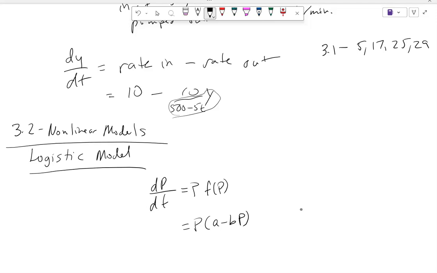I'm not going much into it right now because I'm not going to expect you to do a lot with modeling. I just want to show you that these things exist for nonlinear models as well.